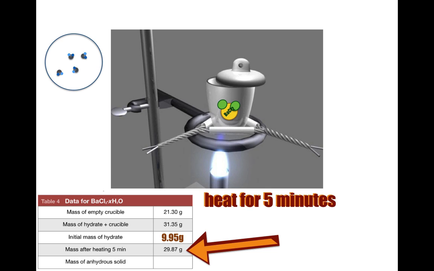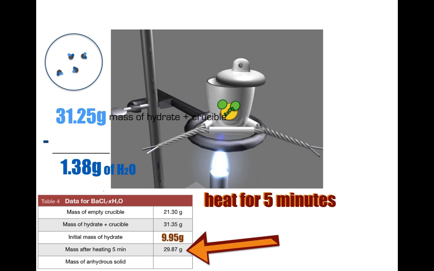So we've lost mass. And since we know that the barium chloride didn't evaporate and it's still inside of the crucible, we can take the difference of those two and find the mass of the amount of water that was in the crucible. And that comes out to be 1.38 grams of water, of H2O. And of course, we derived this number from, like I said, subtracting from the mass of the hydrate and crucible, subtracting the mass of the anhydrous.